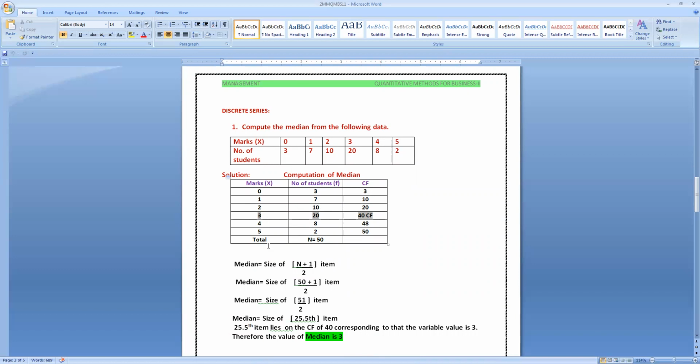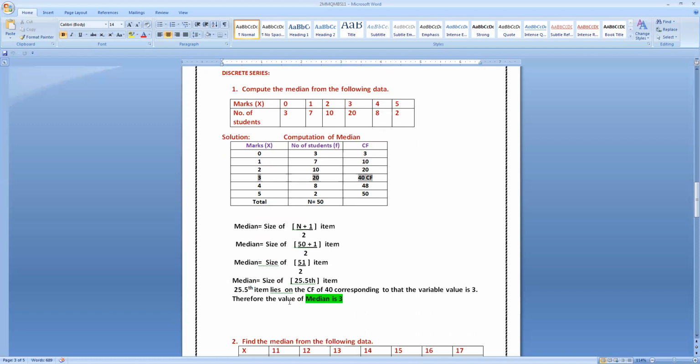So let us mark in the x column 0, 1, 2, 3, 4, 5, and in the number of students 3, 7, 10, 20, 8, and 2. Total frequency is 50. In the case of discrete and continuous series, we are going to calculate with the help of cumulative frequency values. So the first number is 3. 3 plus 7 is 10. 10 plus 10 is 20. 20 plus 20 is 40. 40 plus 8 is 48. 48 plus 2 is 50. Therefore, we calculated the CF values here.